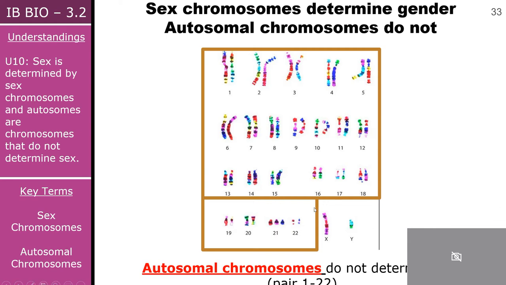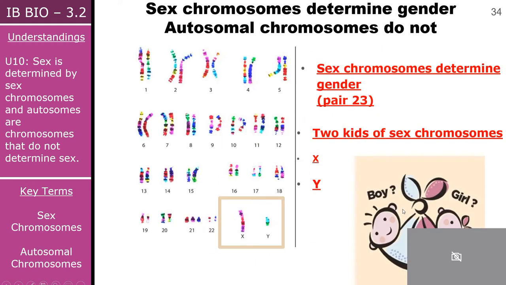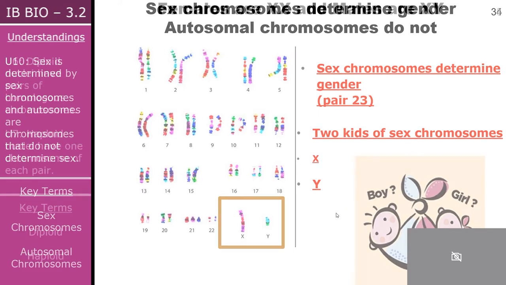But we look at this pair here. So this pair here, these are your sex chromosomes, and they do determine gender. So this is pair 23, and there's two kinds of sex chromosomes, and you're going to see here, you can tell that there's a difference between them. They are called X and Y. So the X chromosome is what, so let's see there. So this is what's going to tell you whether it's a boy or a girl. Okay, so let's go over here.